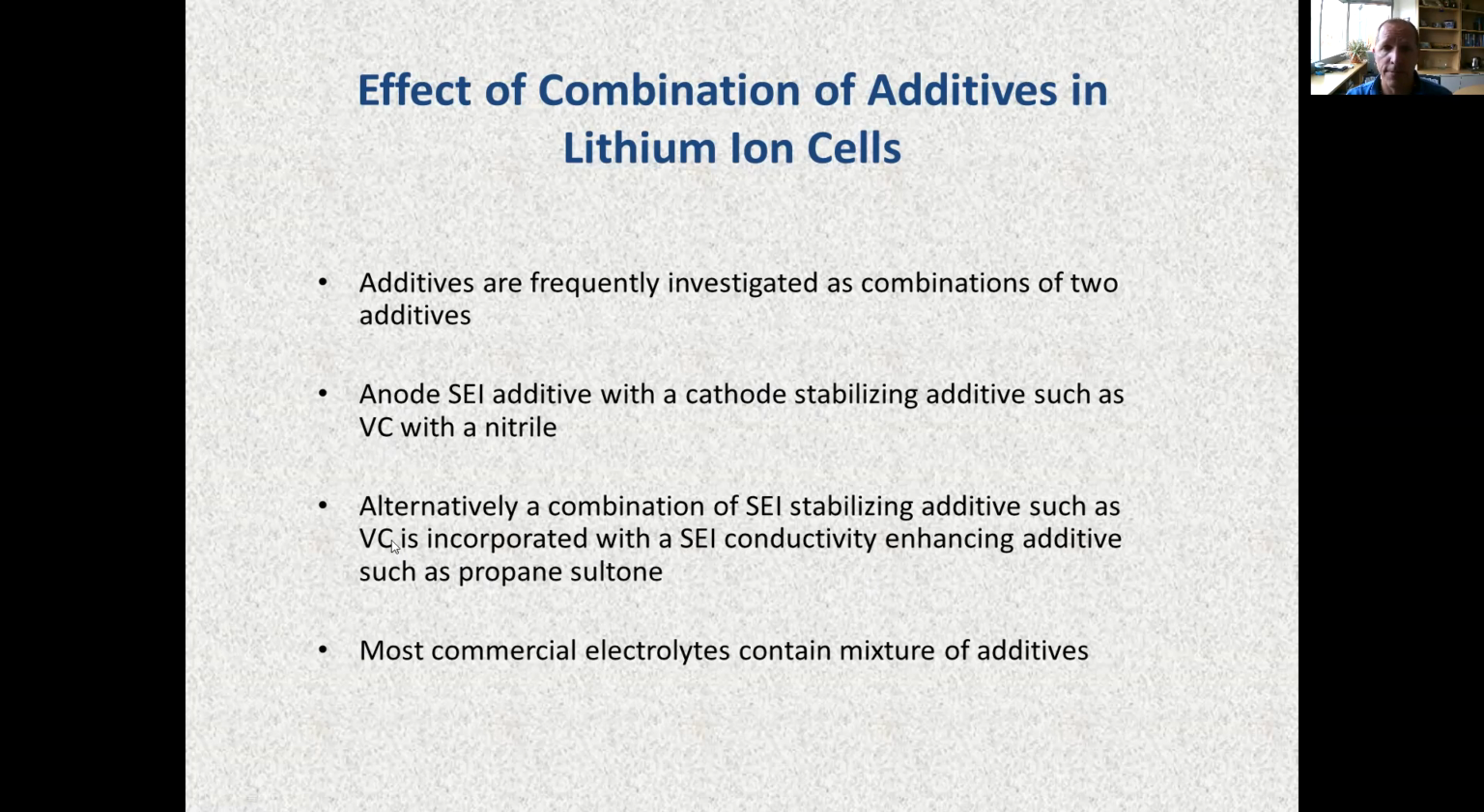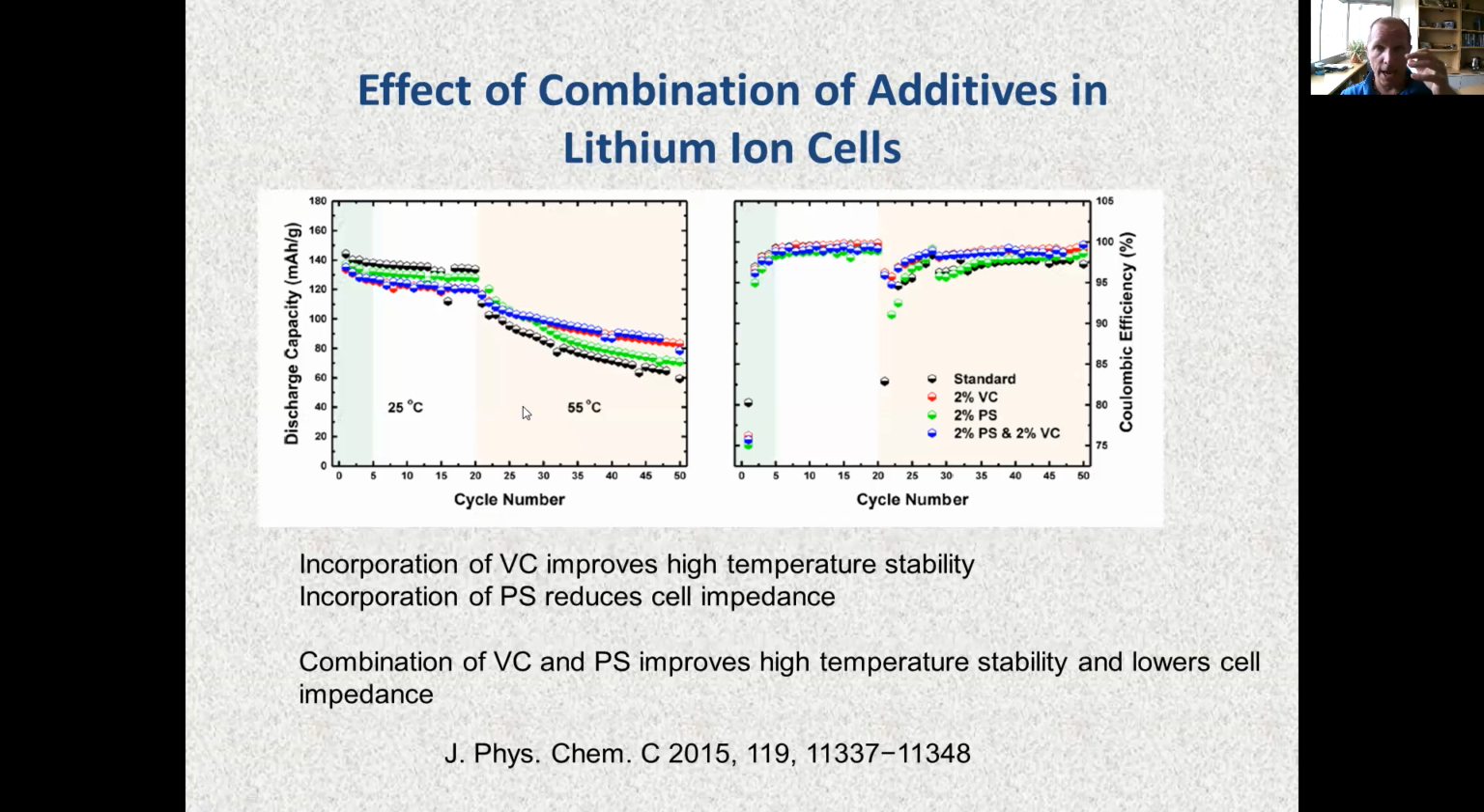Another example is you can add vinylene carbonate, which generates a more stable anode SEI, with propane sultone, PS, which is frequently used as an SEI conductivity enhancing additive, or in inhibiting the generation of higher resistance. Many of these commercial electrolytes contain a mixture of these additives. So here's an example of the investigation of electrolytes which contain a standard electrolyte formulation with 2% vinylene carbonate, or 2% propane sultone, or 2% propane sultone plus vinylene carbonate.